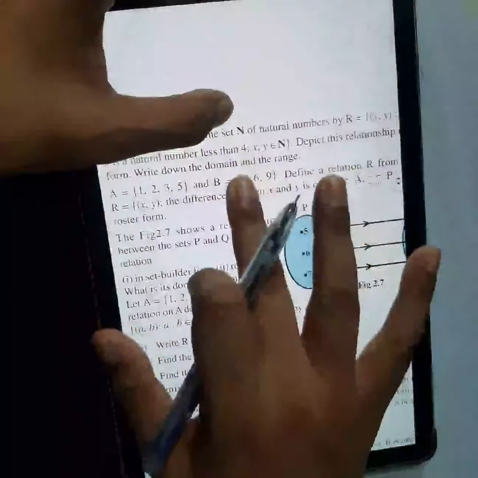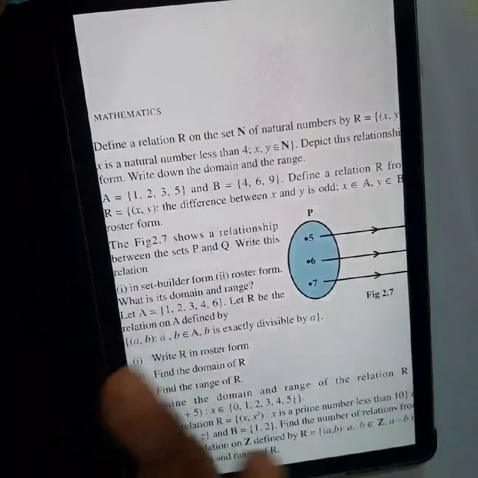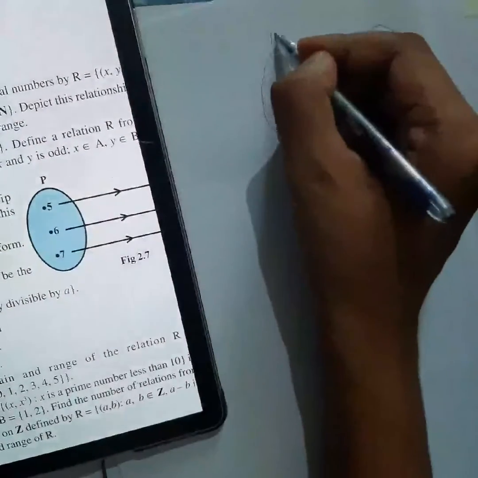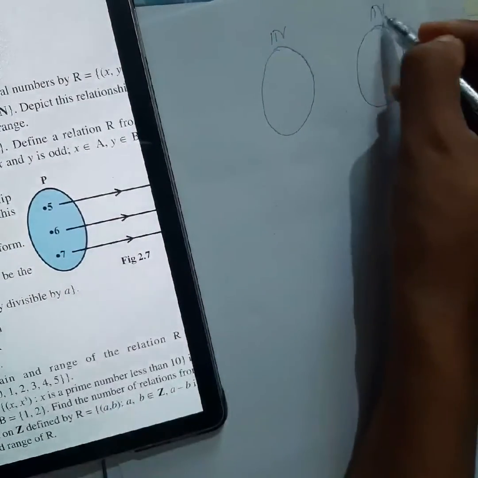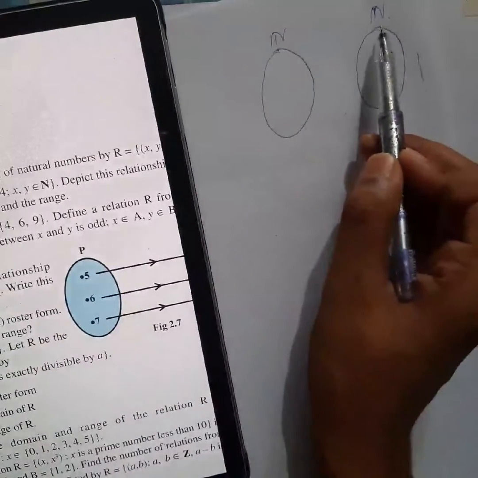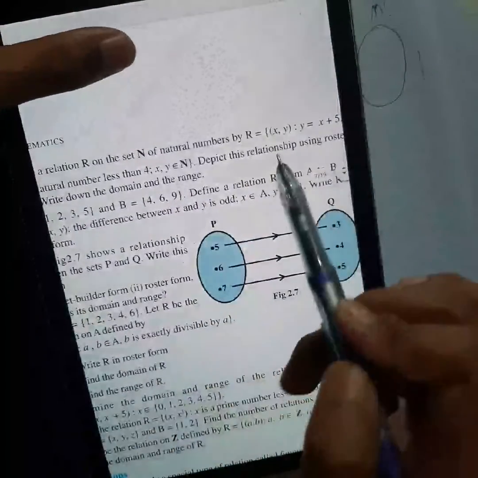When they give you only one set, remember we cannot make a relation with one set only. I told you, right? Minimum 2 objects are needed. So from 2 sets we will take, right? So both the sets this time will be the set of natural numbers. That's what they are trying to say, okay? The relation is defined on the set of natural numbers to natural numbers only, okay? So define a relation on the set N of natural numbers by this.